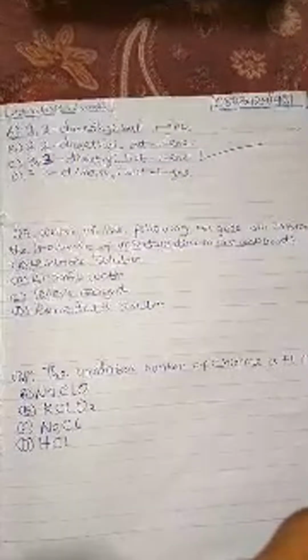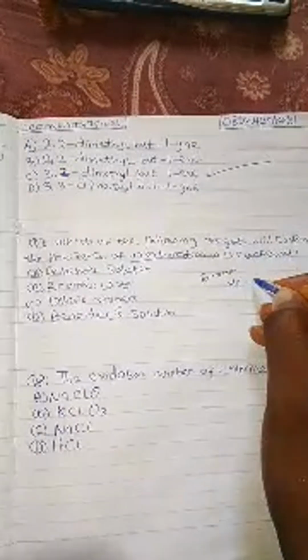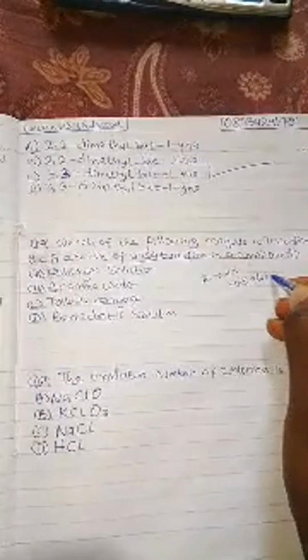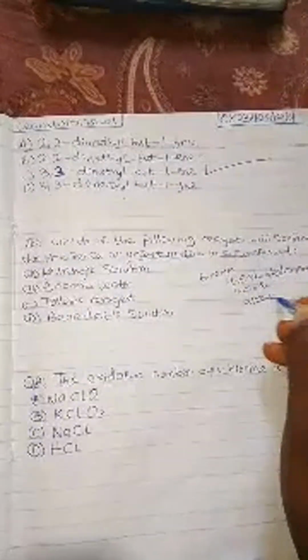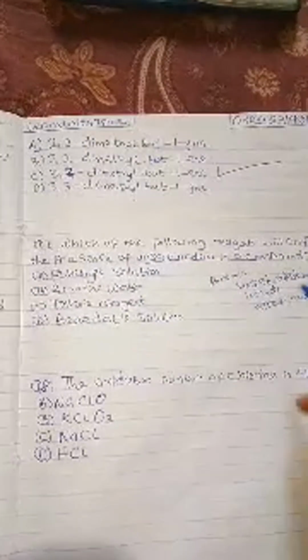So one of the reagents that confirm the presence of unsaturation is bromine water. Unsaturated compounds include alkenes and alkynes, while saturated compounds, we have alkane under saturated compounds.